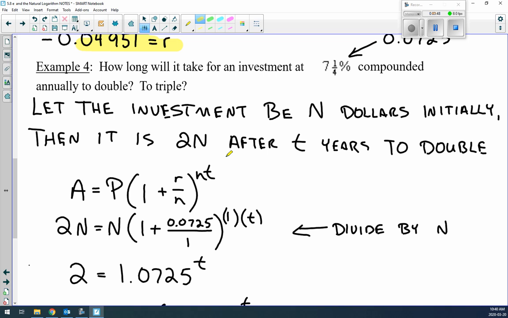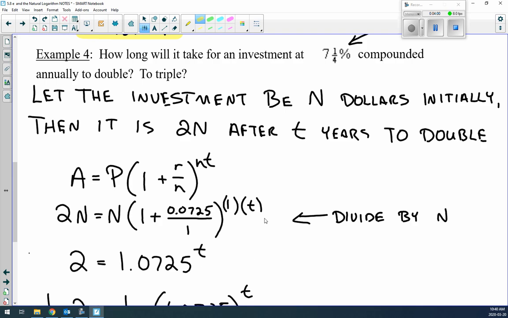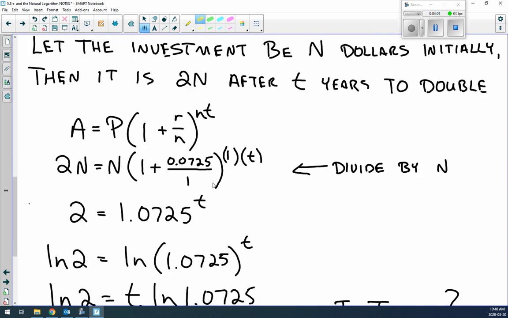How long will it take an investment at 7.25% compounded annually to double or to triple? So let the investment be N dollars, because we're not dealing with amounts here, right? They didn't give us an amount. We just have to use variables here. And how long would it be when it doubles? Well, that's easy. That would be 2N. What would it be if it triples? That would be 3N.